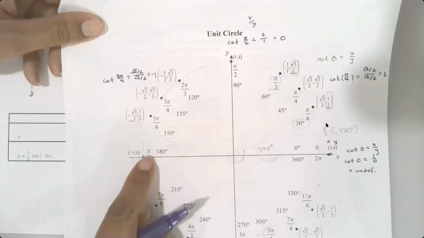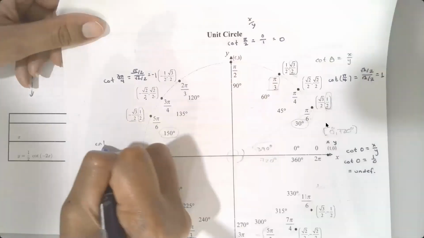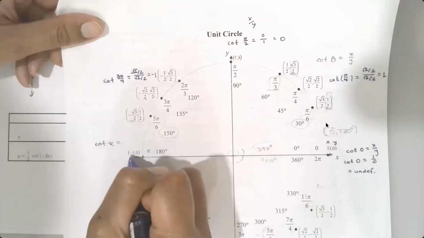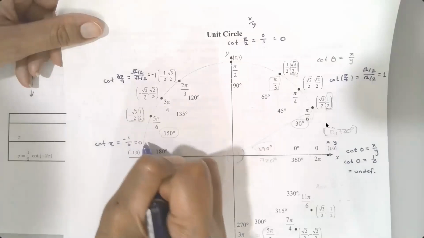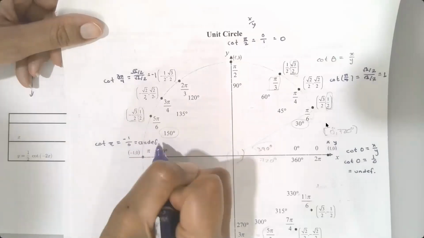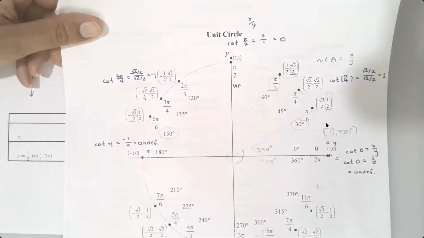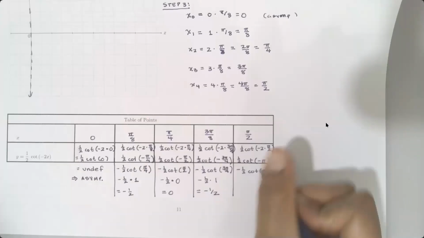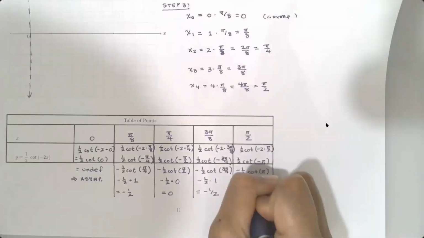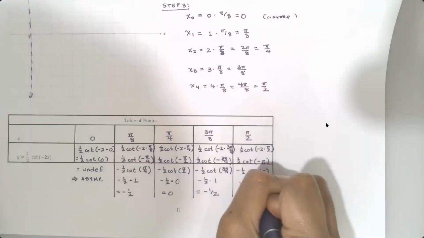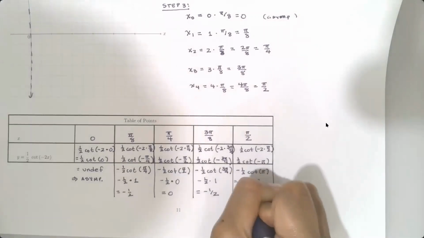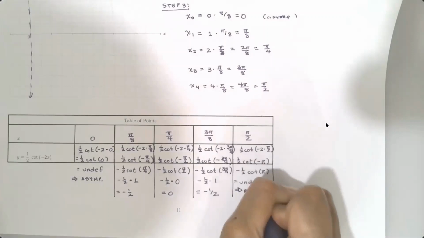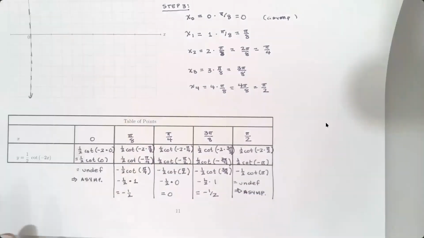At pi, we have an x of negative 1 and a y of 0. So we get undefined. Right? Negative 1 divided by 0 is undefined. So this is undefined, which means we have an asymptote. Okay.